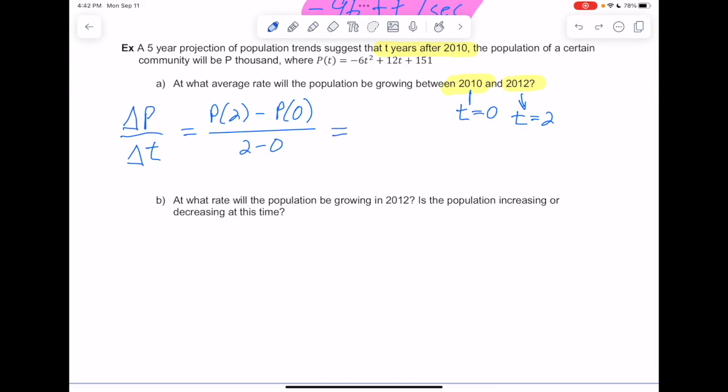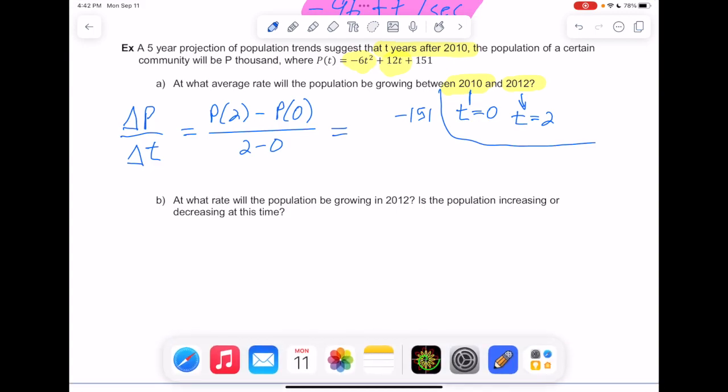All right, to move forward, we need to know p of 2 and p of 0. p of 0 is pretty easy to do in our head. If you plug a 0 in, those terms go away and you just get 151. So this is going to be a minus 151 in the numerator. Let's see what p of 2 is. We'll go to the calculator for that piece.